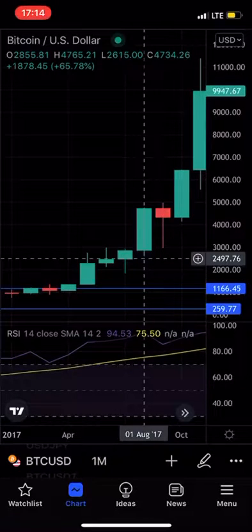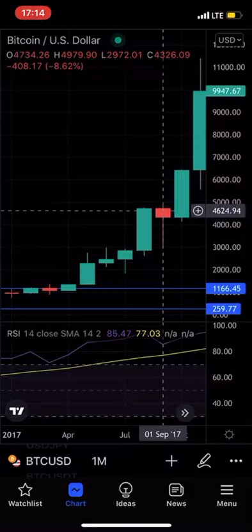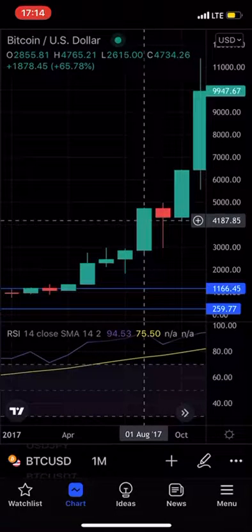This was shortly before the 40% decline of Bitcoin in valuation back in September 2017, when China banned Bitcoin. Bitcoin crashed by 40%. As you can see here, the RSI had to go down after that 94 RSI.